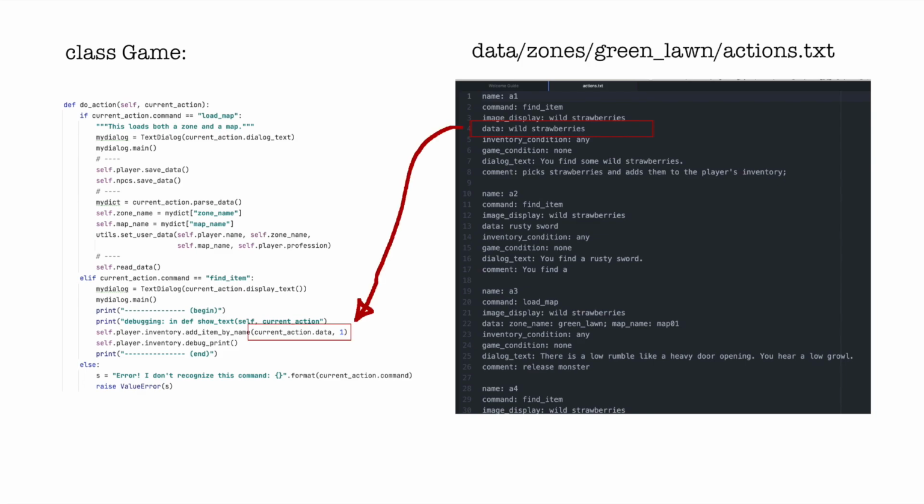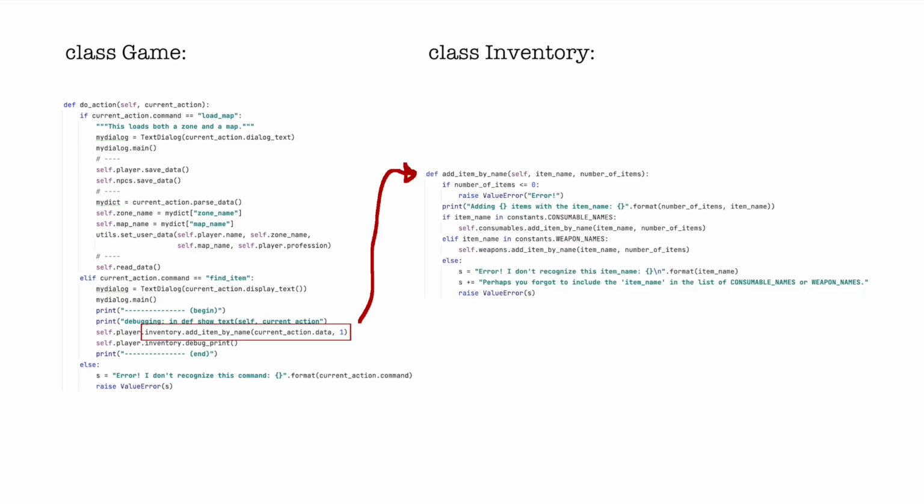The way the program is set up, I don't actually need to get the item. I just pass along the name of the item to the add item by name function in the inventory class. I've put that up on the screen, and as long as the name I've passed the function is either a list of consumable goods or weapons, then it is added to the player's inventory.